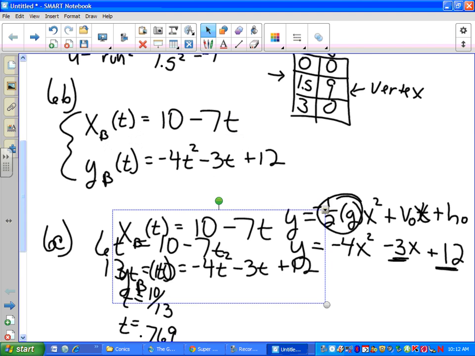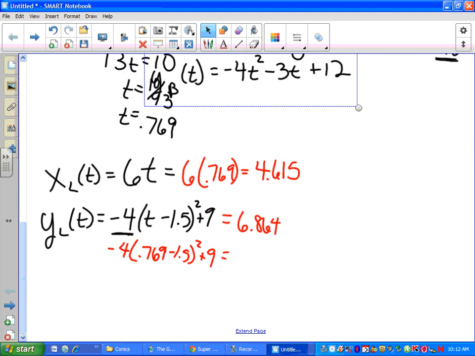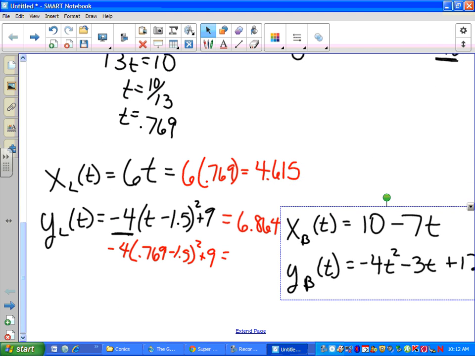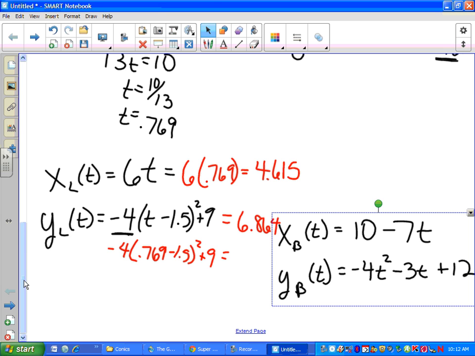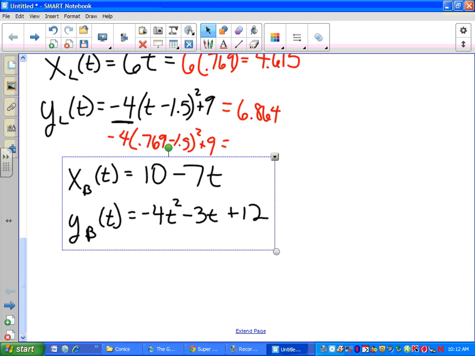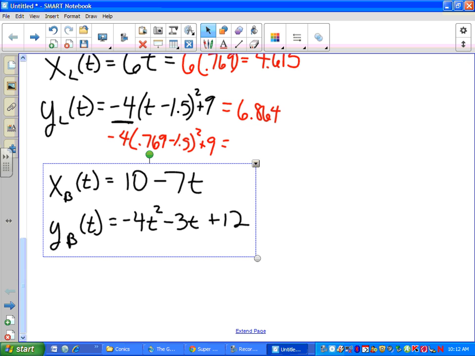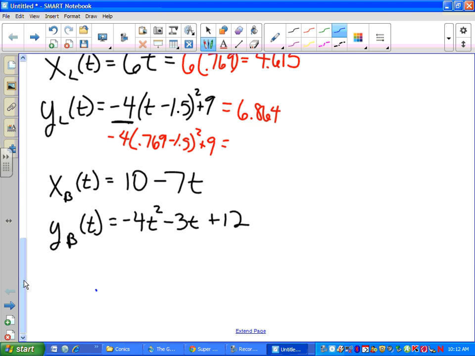Let's take this down, and on my paper I would normally put it beside, but I don't have room here, so let's put it underneath. Okay, so again, I'm taking my time of 0.769 and plugging it in. So it's 10 minus 7 times 0.769, and so the bomb is going to be at 4.615. We know that works because we found the t that would make that work.